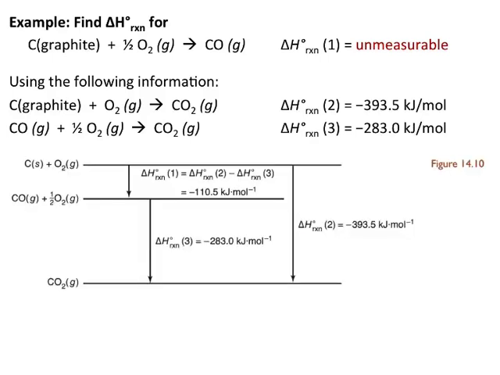Then let's show an example of this visually. So the reaction that we're aiming at, reaction 1, was right here. And so what we did is we knew the value for reaction 3 and reaction 2 and used that. We took reaction 2 and subtracted reaction 3 from it in order to give us reaction 1.